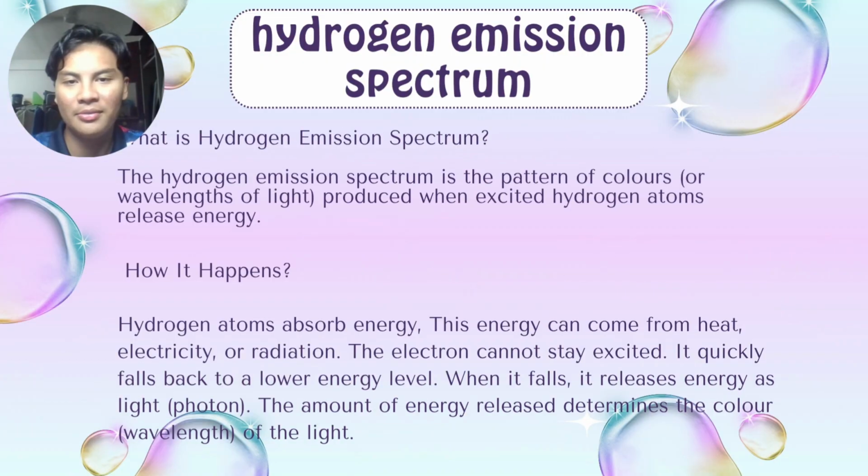I want to do the presentation of hydrogen emission spectrum and Bohr theory. What is hydrogen emission spectrum? The hydrogen emission spectrum is the pattern of color or wavelength of light produced when excited hydrogen atoms release energy.